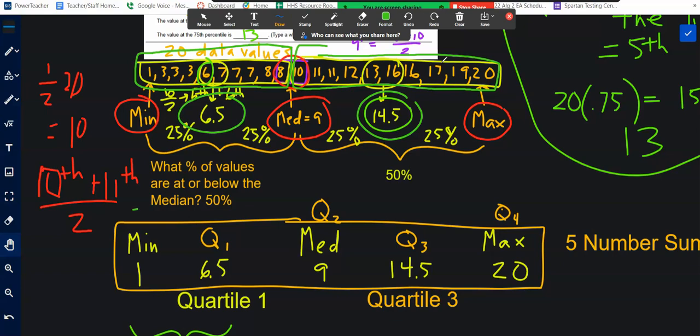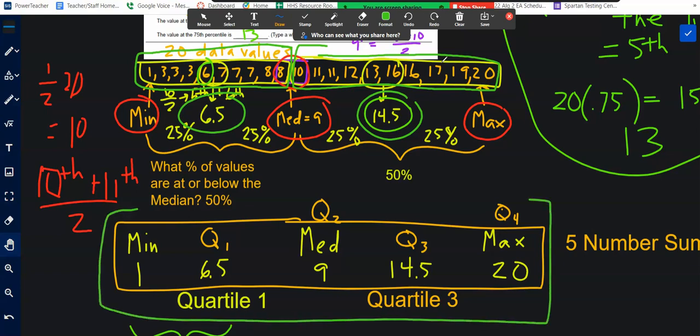Okay, so this is my 5-number summary. Min and max are easy to find. Median, not too bad. And then I just find the median of the lower half and the median of the upper half. Quartiles are defined to be, they're like percentiles, except that they're very specific.